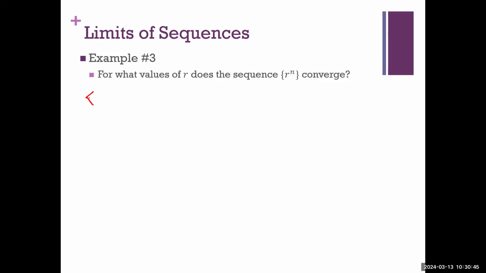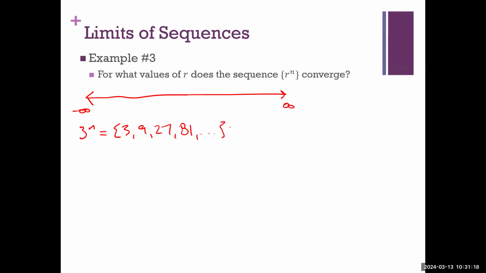So let's make a number line here. R is going to be a real number. Give me a value of R. Let's try it. 3 sounds good. So if this sequence is 3 to the n, then what's in that sequence? 3, 9, 27, 81. What does this sequence do? Does not converge. So I think for 3, we have no convergence.